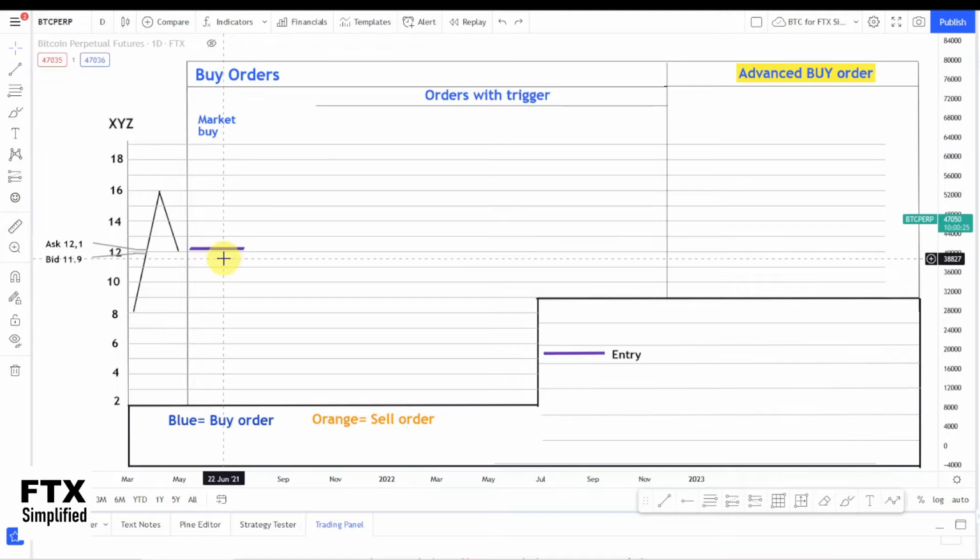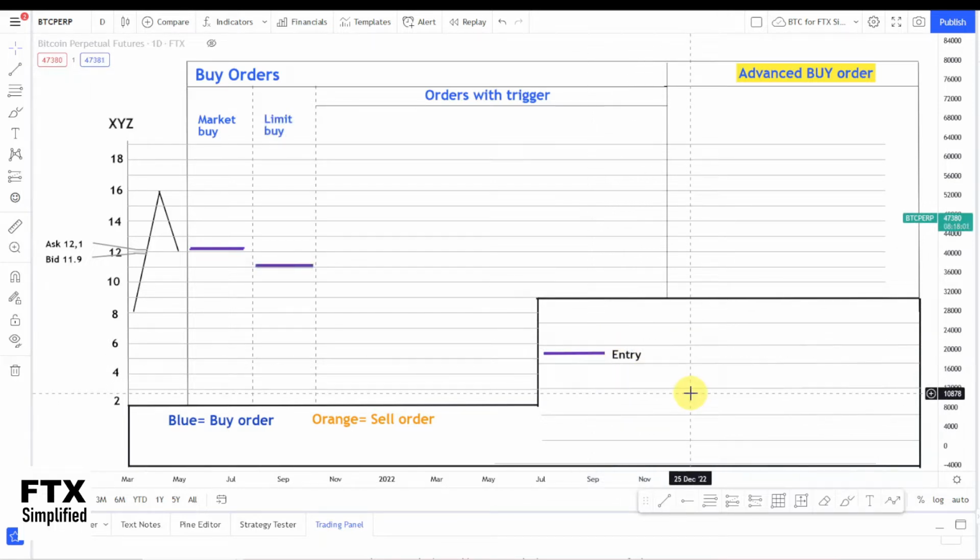And you see a purple line because it's an order entry, because you open a position, you buy a position, and I will list different actions here, and I hope it helps to understand the different order types.